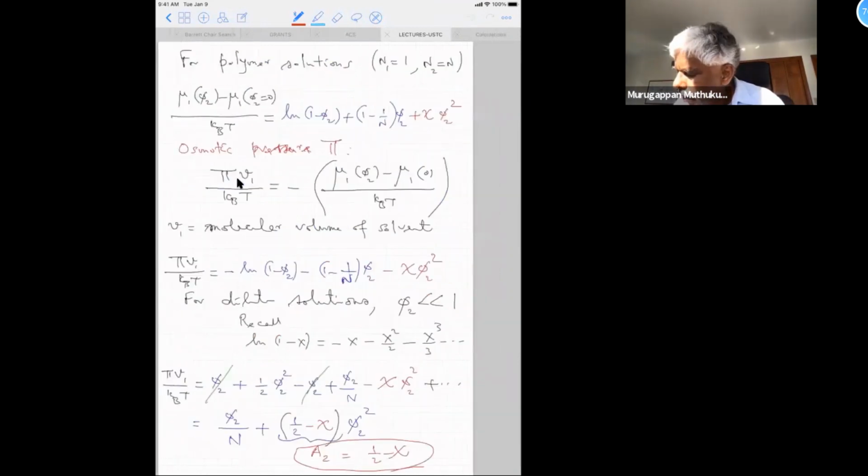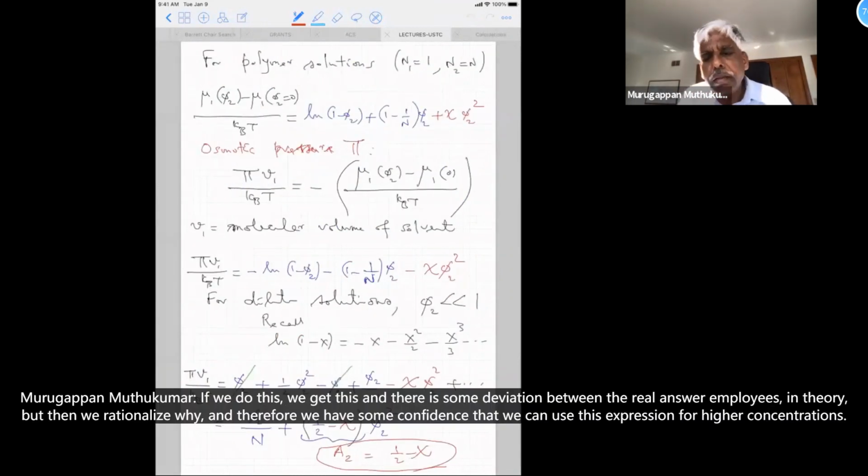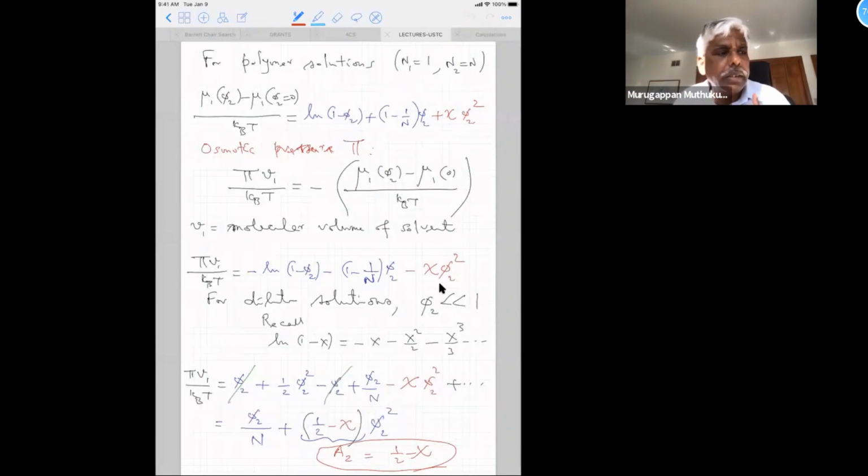We know that if we do this, we get this, and there is some deviation between the real answer and Flory-Huggins theory, but then we rationalize why, and therefore we have some confidence that we can use this expression for higher concentrations. And that's what I'm going to do.